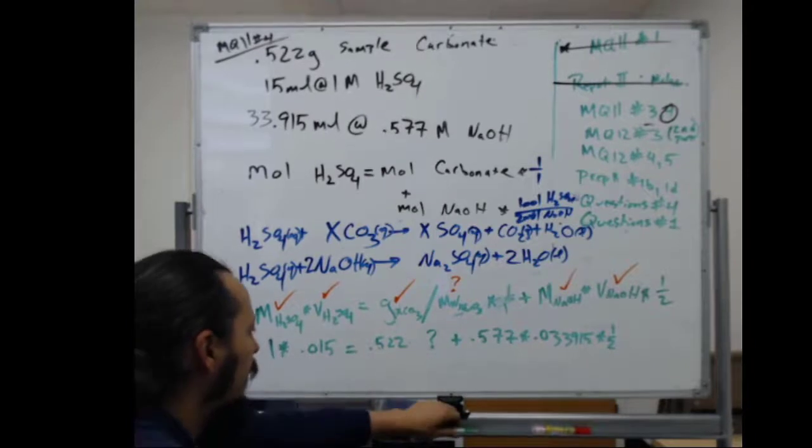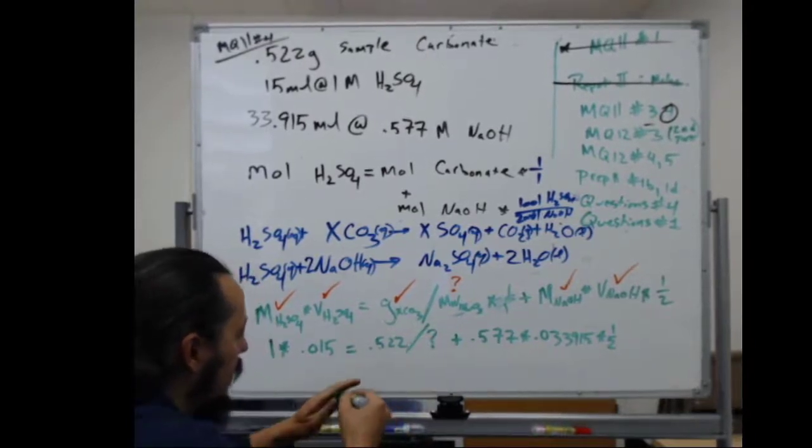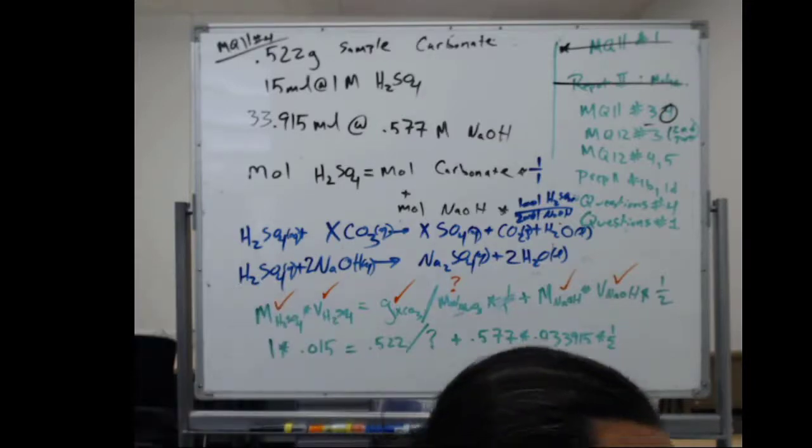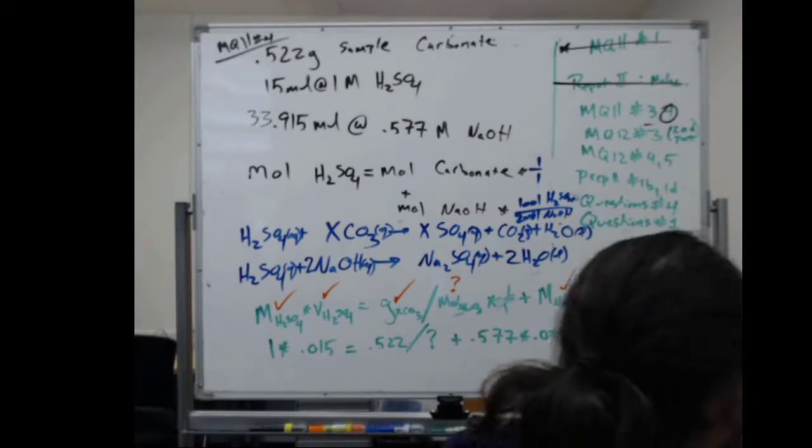So again, let's make sure we've got that divide by in there. Grams divided by molecular weight to get moles. And let's see, now I've got to redo that. Oh, 0.577 times 0.033915 divided by 2, negative, plus 0.015. Then we're going to inverse, times 0.522. And I get a particular value.